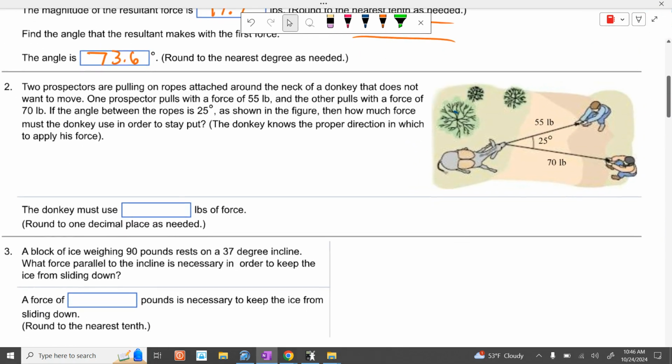Now my most favoriteest problem of all time in trig. The donkey problem. 2 prospectors are pulling on ropes attached around the neck of a donkey who's really being an angle side right now because it's not wanting to move. Okay? Because you know donkeys are angle sides. That's what people call donkeys.